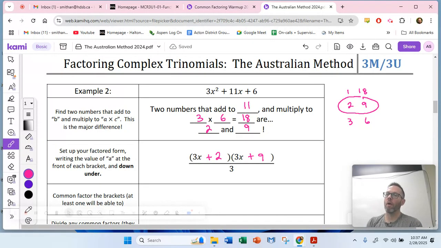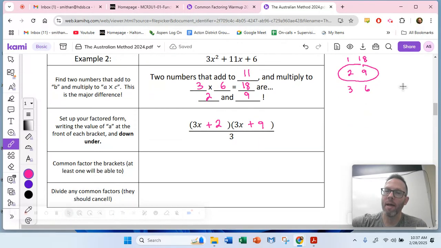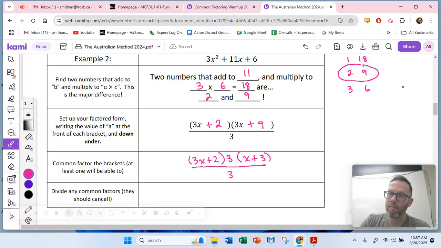And now we look for, hey, can I divide something out of any of these brackets? You guys see the one you can divide something out of? You can divide a 3 out of that last one. So we have 3x plus 2. You can divide that second bracket by 3. You're left with x plus 3. And this nice self-check, right? The 3 on the bottom divides with the 3 on the top, so we know we did it right.